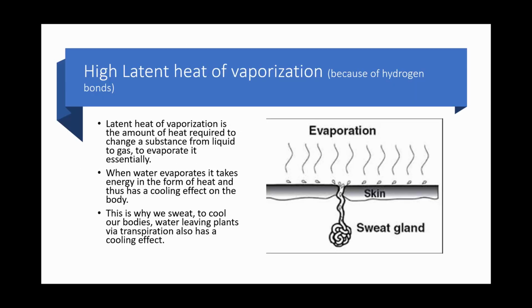So another feature of water, similar to specific heat capacity, is the high latent heat of vaporization. And when we talk about latent heat of vaporization, all we're talking about is the energy in heat required to turn water from liquid to gas. And this is important because when water turns from liquid to gas and leaves our skin, it has a cooling effect. And this is why we sweat. So because it takes so much heat, water is a great coolant for our bodies, and also for plants when they transpire or carry out transpiration, it also has a cooling effect.